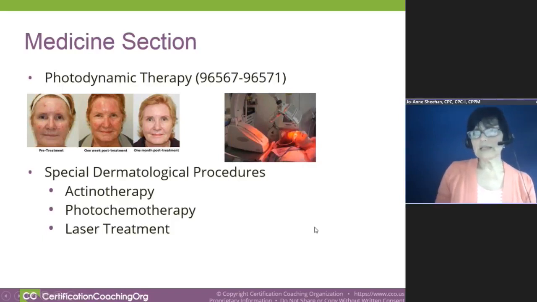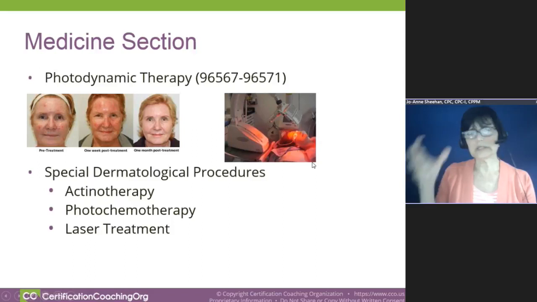The photodynamic therapy, the 96567 and 96571. Here's a picture of a pre-treatment, 1 week post-treatment, and a 1 month post-treatment. Quite a difference in facial. And this is an example of one of the ways that you would receive photodynamic therapy.